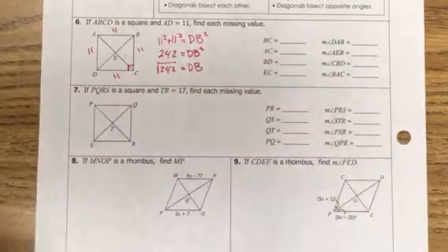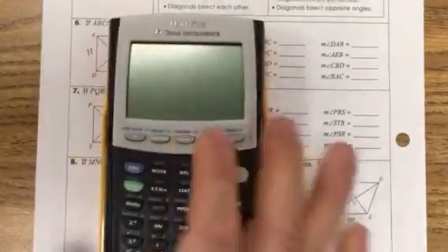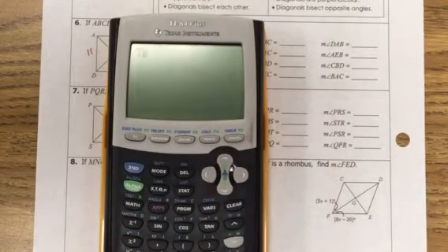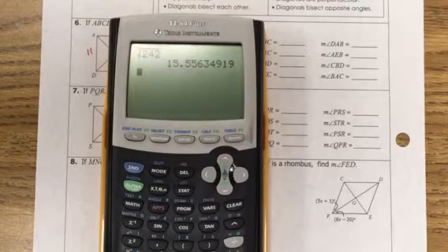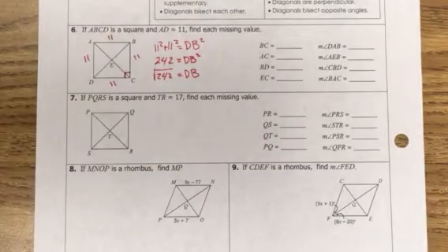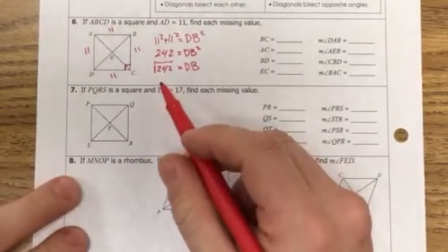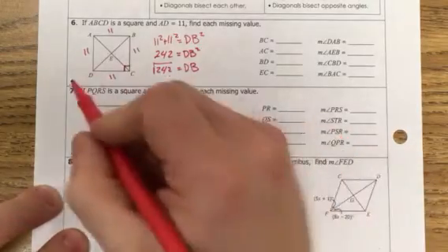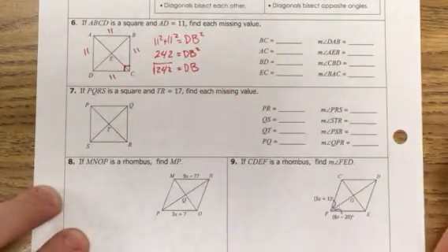Now, take the square root of 242. If you want to grab your calculator, you're welcome to. Press second, x squared, and type in 242. We find that it is an irrational number. So we're just going to leave it as the square root of 242. That would be DB, and that could also be said as AC.